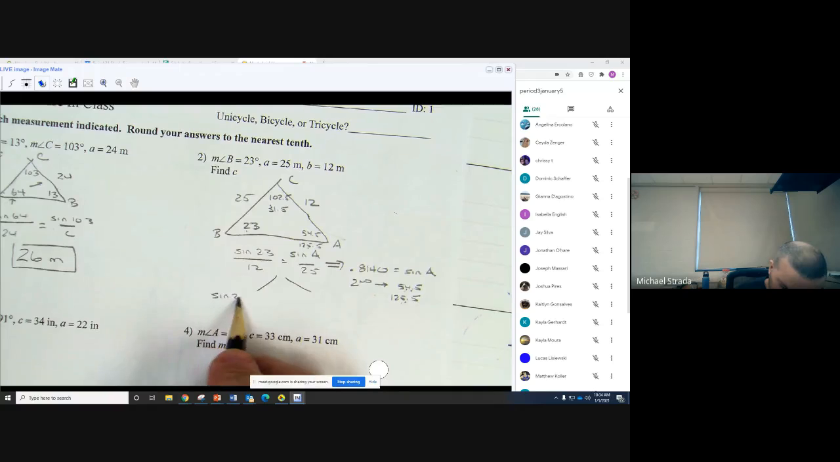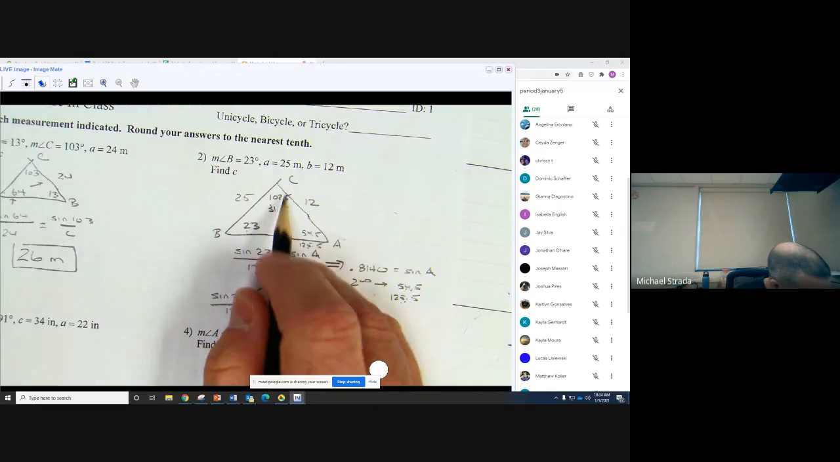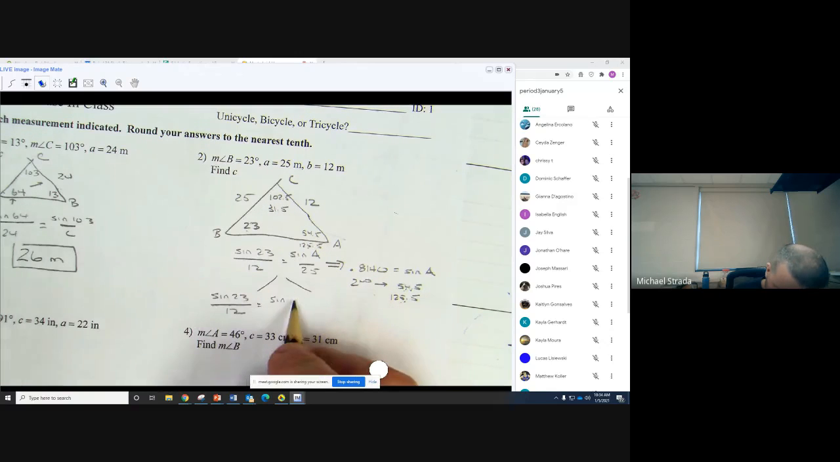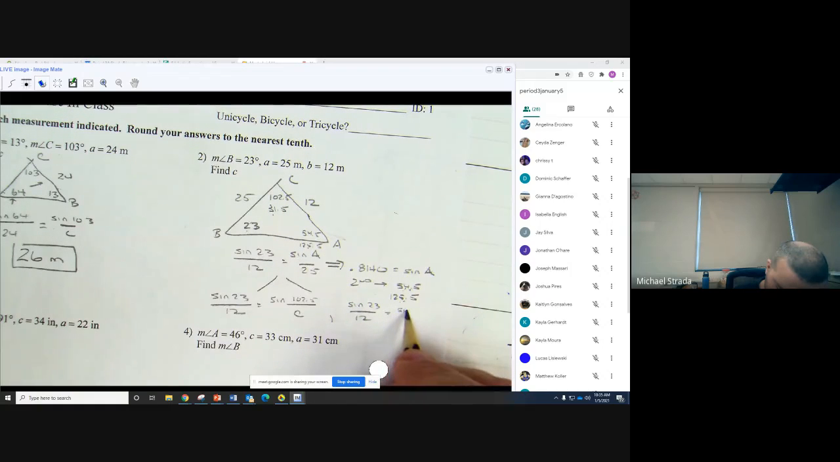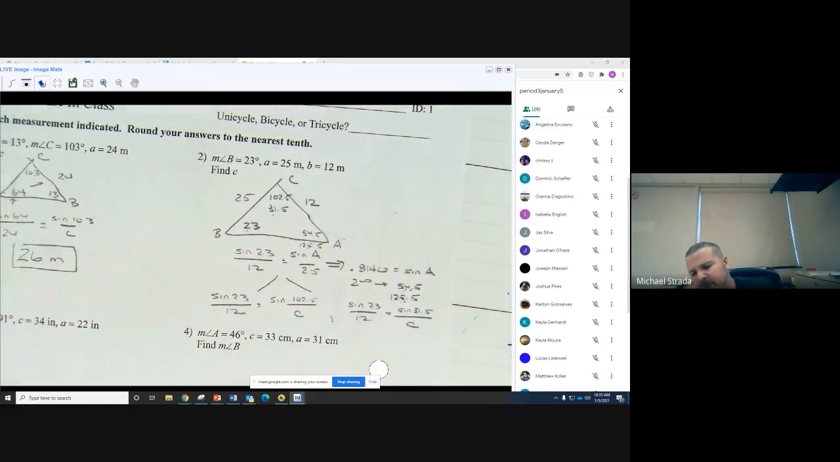Sine of 23 over 12, from the information they gave me, equals the sine of one of the angles, doesn't matter which. You can do sine 102.5 over C, and then you cross multiply. The second one would still be the sine 23 over 12 equals, we already used the 102.5, so we got the 31.5, so the sine of 31.5 over C. And then basically you have to do 2 different problems.